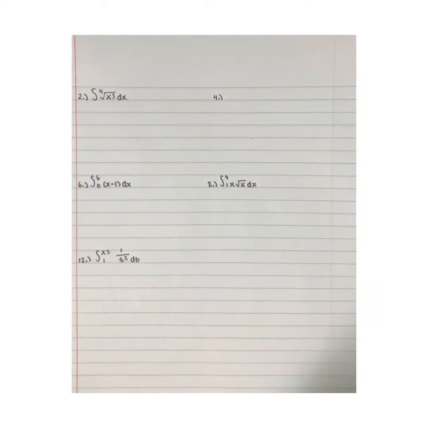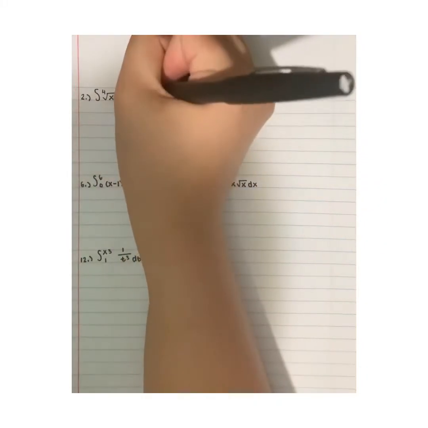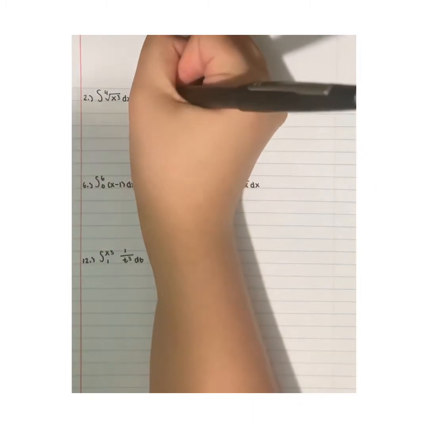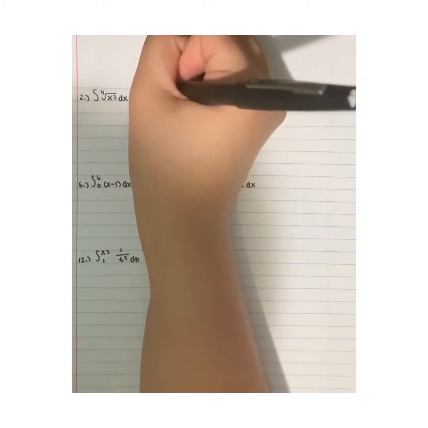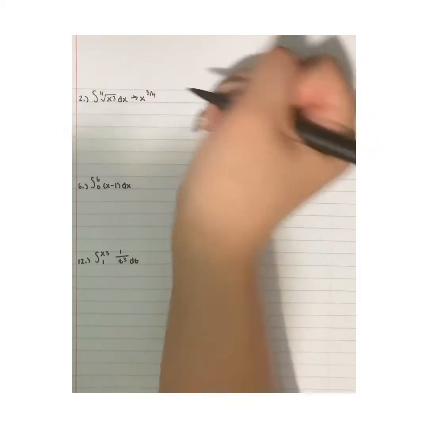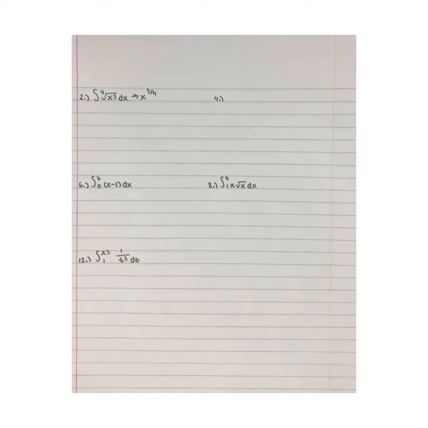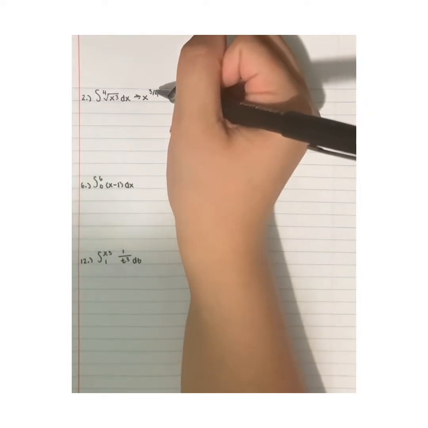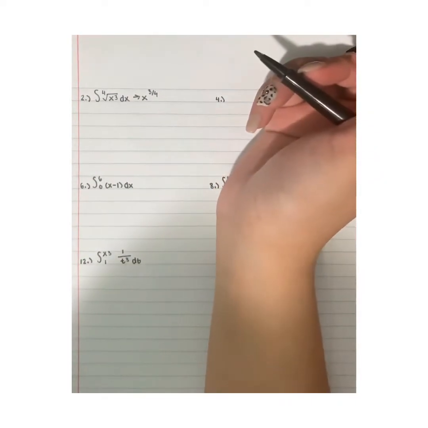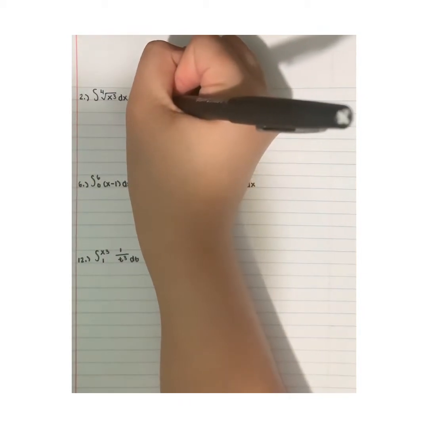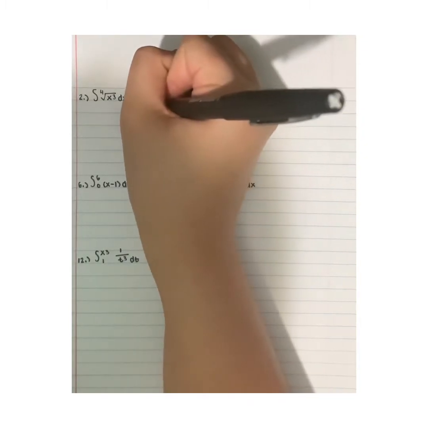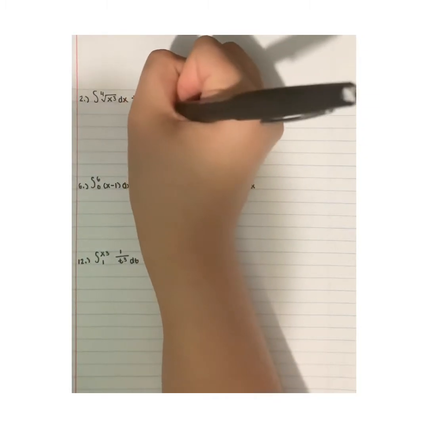Okay, so I'm going to start off by solving problem number 2. The first step I did was put it in simpler terms for me to solve. Basically, what this problem is saying is x to the power of 3/4. From there I integrated using the power rule, where you add 1 to the exponent and then divide by whatever the exponent came out to be. Once you add that, it becomes x to the power of 7/4, and then you divide it by 7/4.